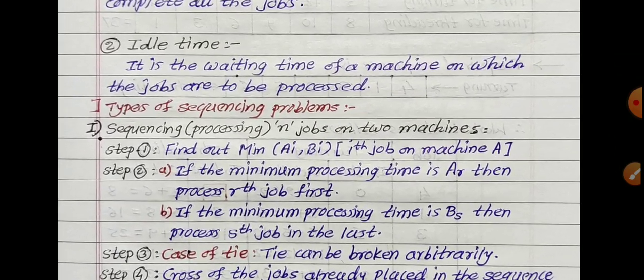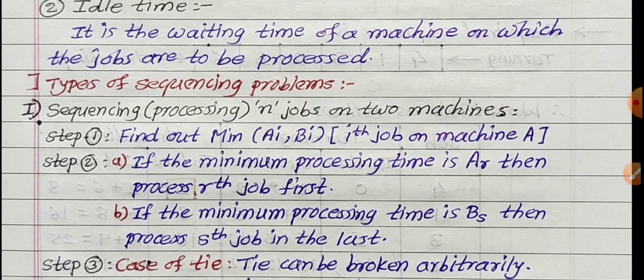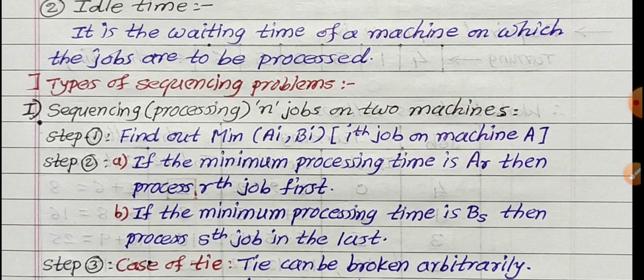So in this video, what we learned is the first type of sequencing problem, that is sequencing or processing n jobs, number of jobs, on 2 machines. Solve the remaining questions from exercise 7.2.